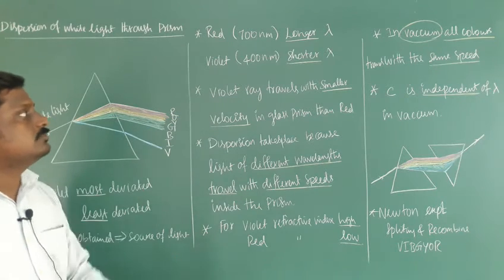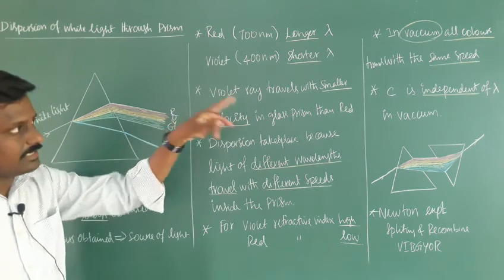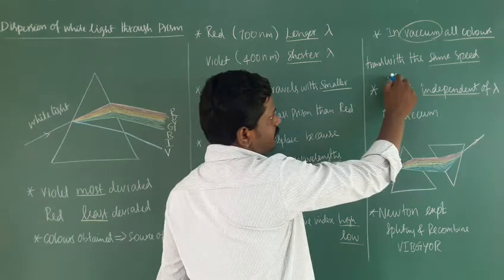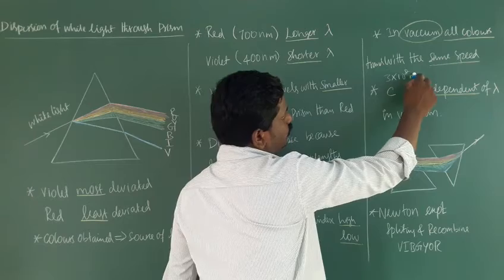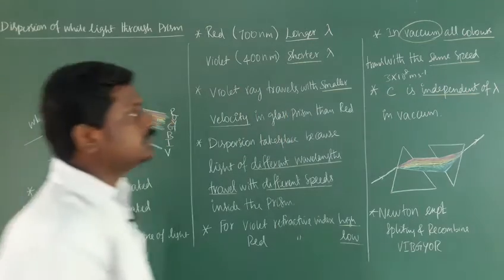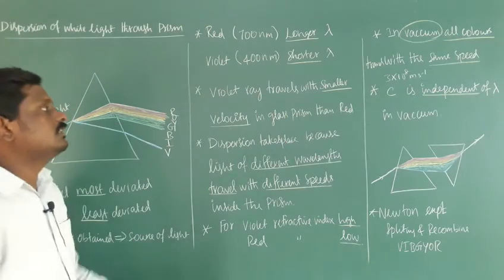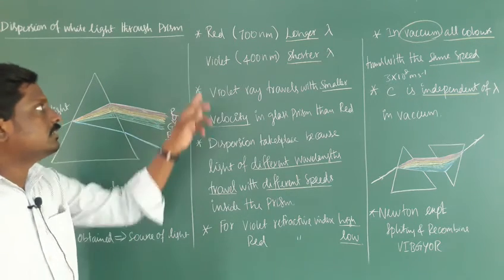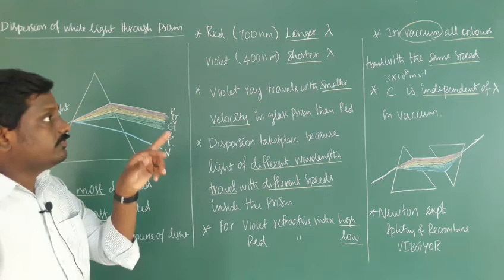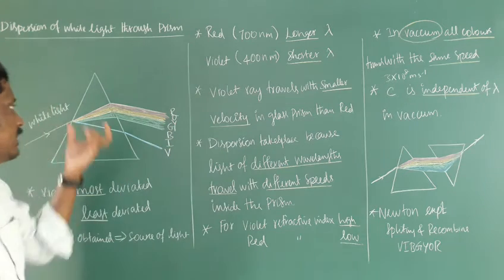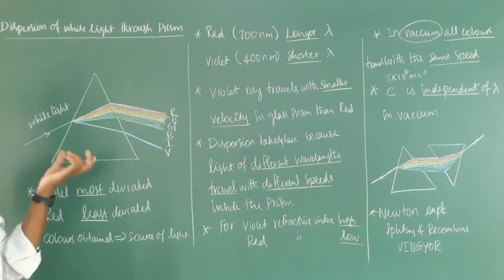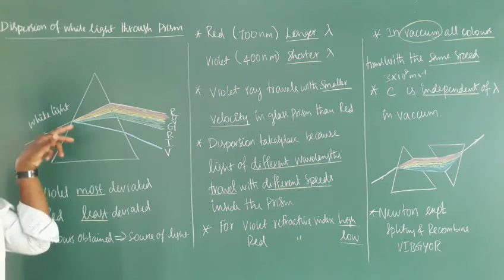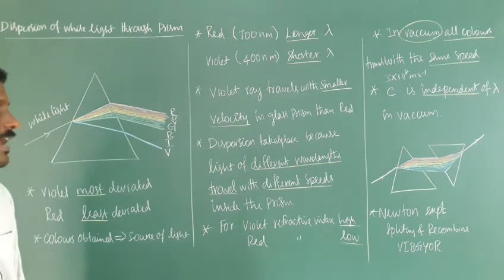If it is in vacuum, violet travels with the speed of light, that is 3 into 10 power 8 meter per second. Whatever the color, whatever the wavelength, violet also travels with the speed of light, 3 into 10 power 8 meter per second, and red also travels with the same speed in vacuum. If it is inside the prism, all colors have different speeds, due to the change in refractive index, high and low.